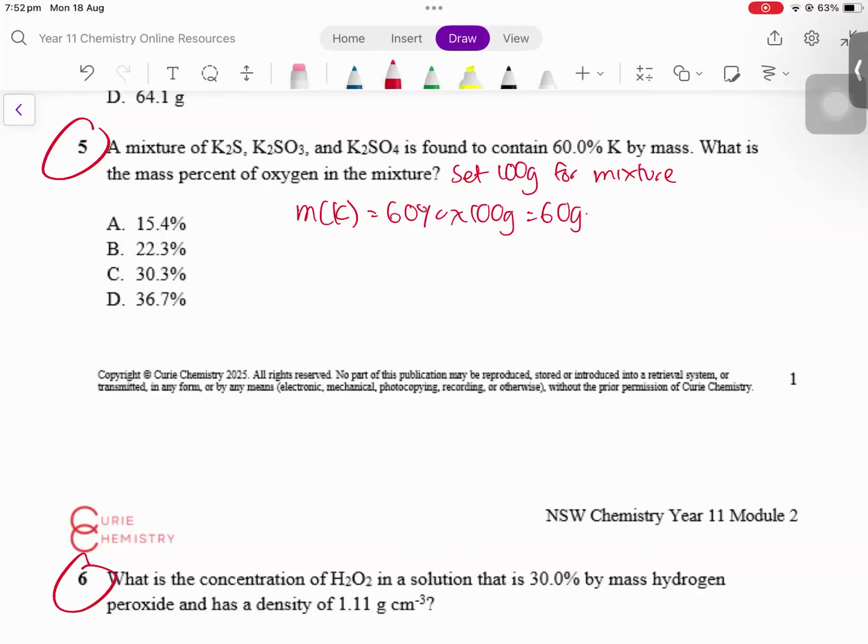So my first job is to get this to moles of potassium, which is equal to mass on molar mass: 60 grams, and then potassium is 39.10 grams per mole. What do you get for the moles of potassium?